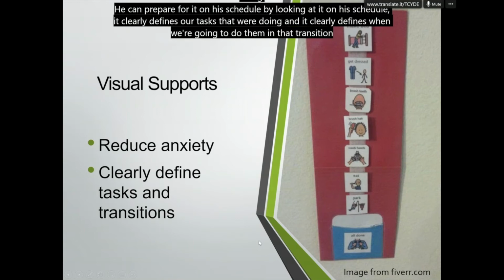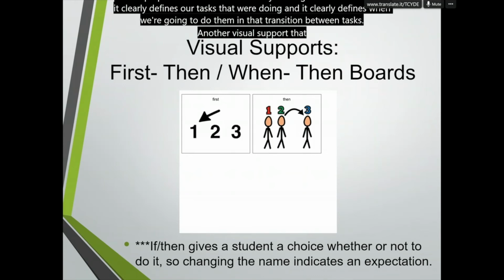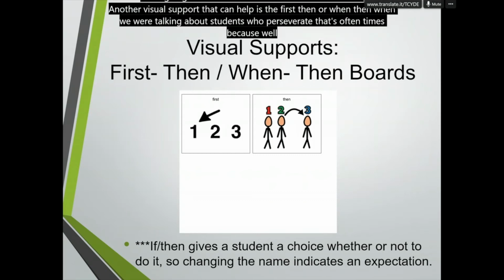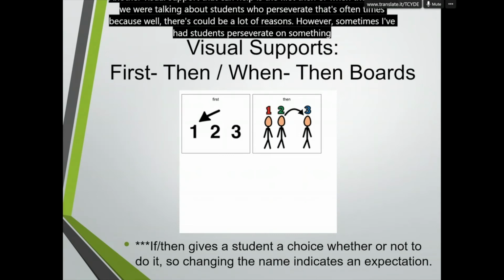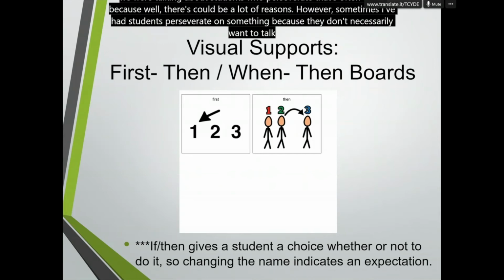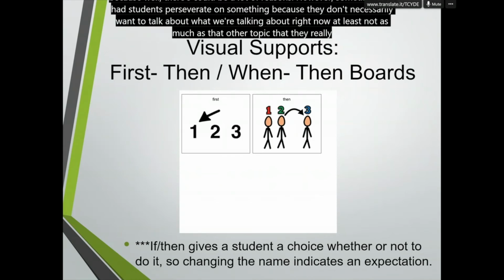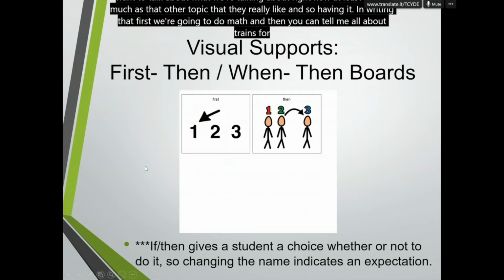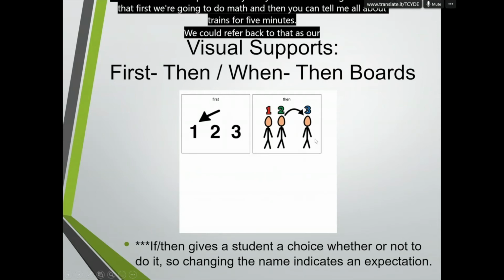Another visual support that can help is the first then or when then. When we were talking about students who perseverate, that's oftentimes because, well, there could be a lot of reasons. However, sometimes I've had students perseverate on something because they don't necessarily want to talk about what we're talking about right now, at least not as much as that other topic that they really, really like. And so having it in writing that first, we're going to do math. And then you can tell me all about trains for 5 minutes. We could refer back to that as our visual. You could just point to the visual as a reminder instead of having to remind them verbally.